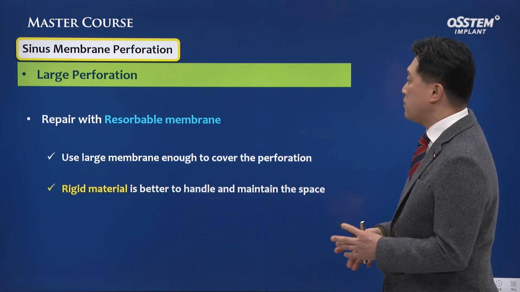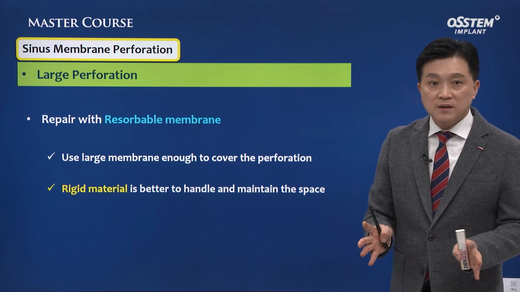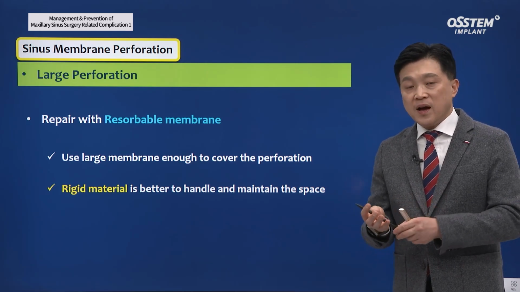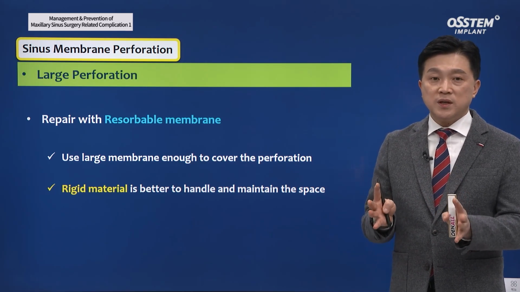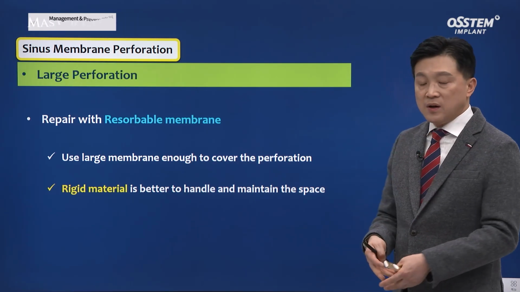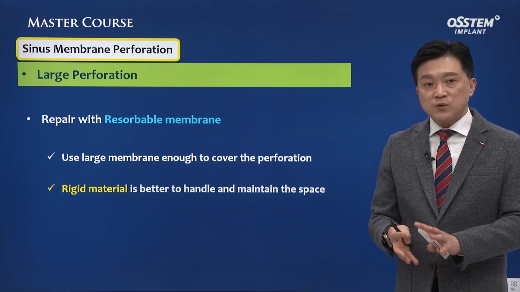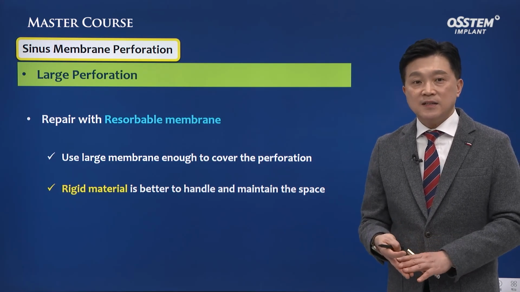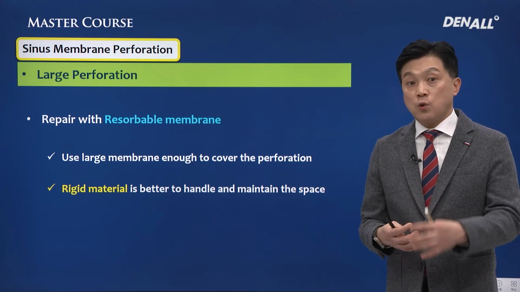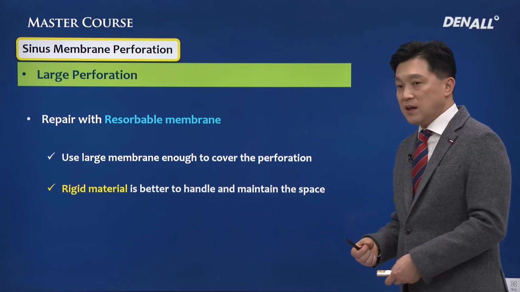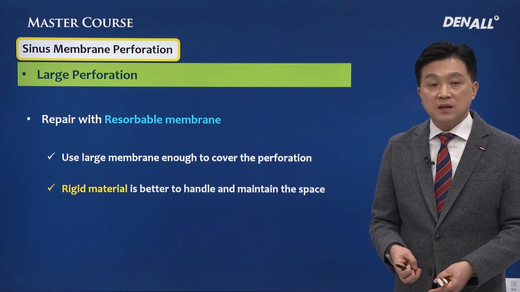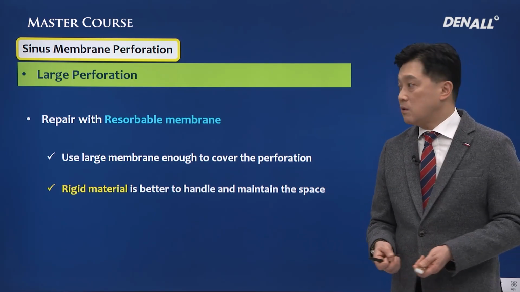First, use of resorbable membrane. To repair large perforation, the precondition is that you need to cover the perforated area. The membrane should cover the entire site. Among collagen membranes, rather than a soft membrane, it is better to use a rigid material for space maintenance. In this case, it is better to use a rigid cross-linking membrane or alloplastic membrane.